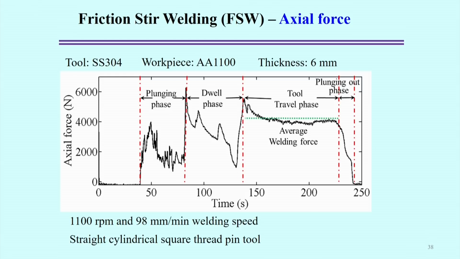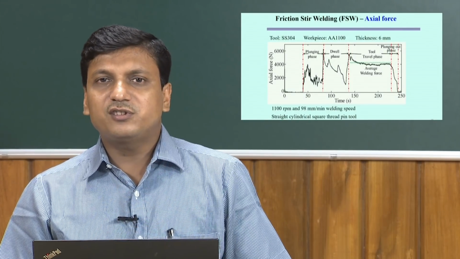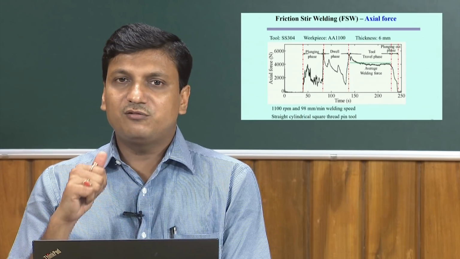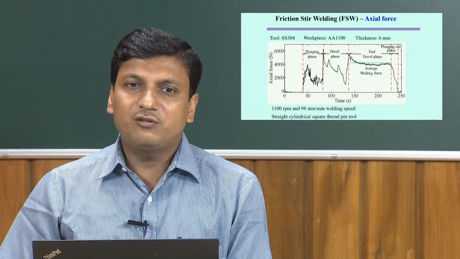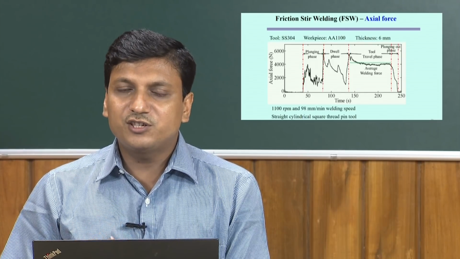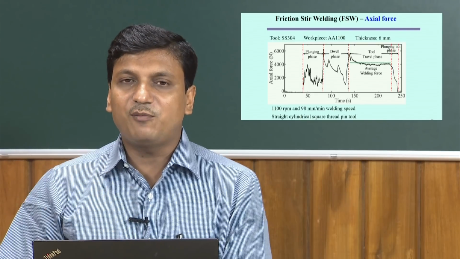So, we want to establish that as the dwell phase keeps increasing, more heat is generated and the material softens. Therefore, the mechanical axial force required is less. So, during the dwell phase there is a gradual decrement of the axial force. After that, once we start moving the rotating tool in the welding direction at the welding speed, at the start of that phase the force again gradually increases.